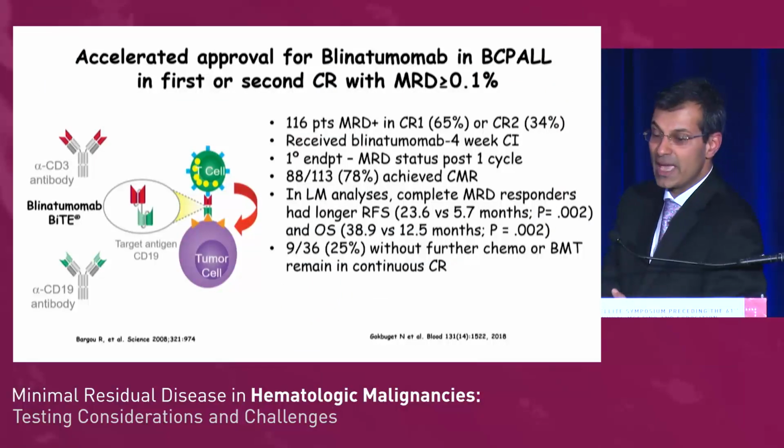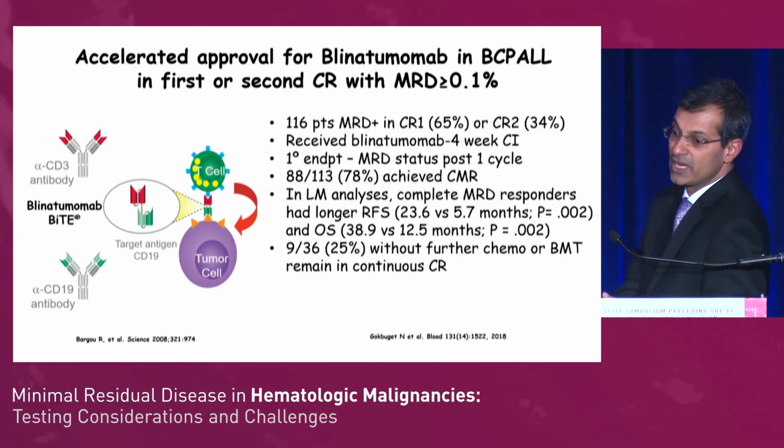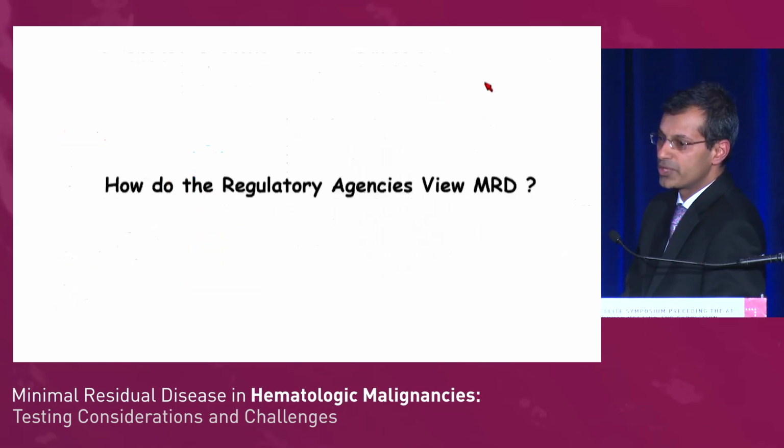In fact, based on the MRD status of the patients, there has been accelerated approval of blinatumomab, which is a bispecific T-cell engager against CD19 antibody and CD3 antibody. And this drug is approved in patients with BCP-ALL in first or second CR based on the results of this trial, if the patients have MRD of at least 0.1%. So how do the regulatory agencies view MRD?